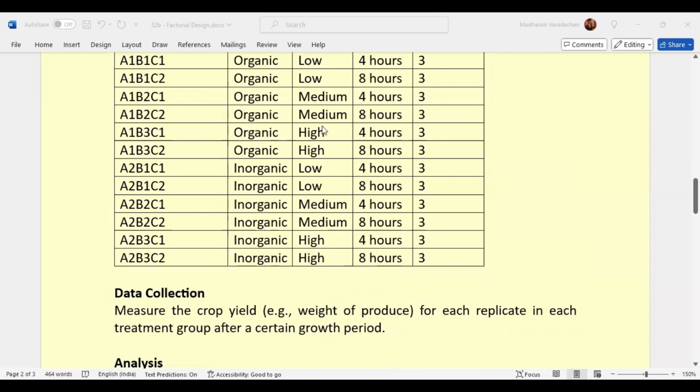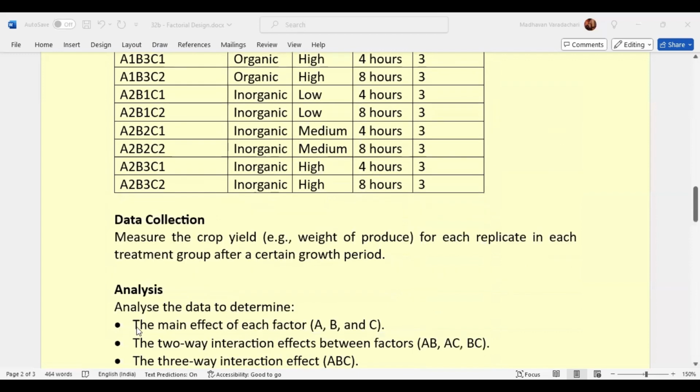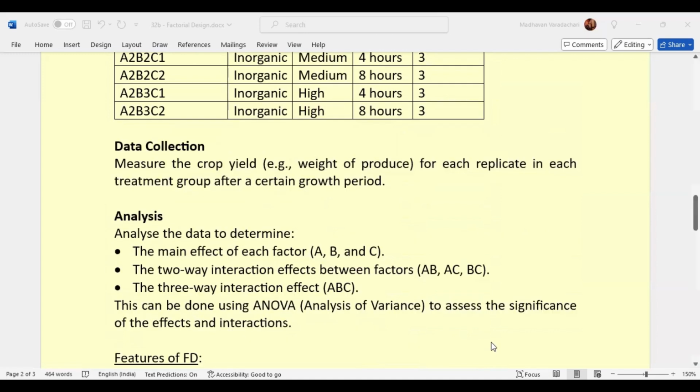So after you decide about this, measure the crop yield, that is weight of the produce for each replicate in each treatment group after a certain growth period. Analyze the data to determine the main effect of each factor A, B, and C, the two-way interaction effects between factors A, B, A, C, B, C, the three-way interaction effect, that is A, B, C. This can be done using analysis of variance to assess the significance of the effects and interactions.